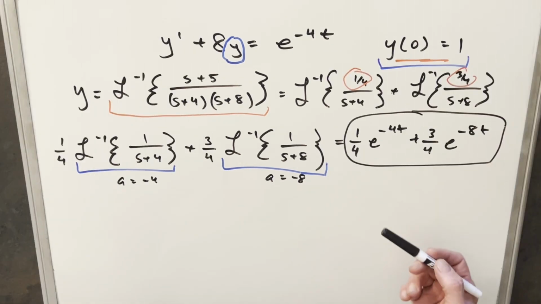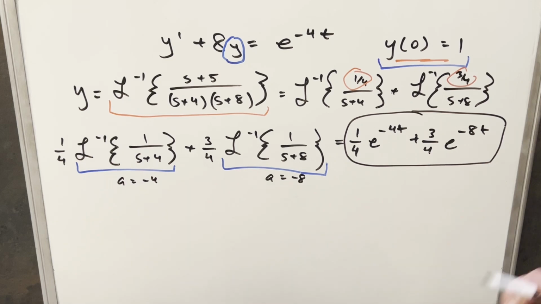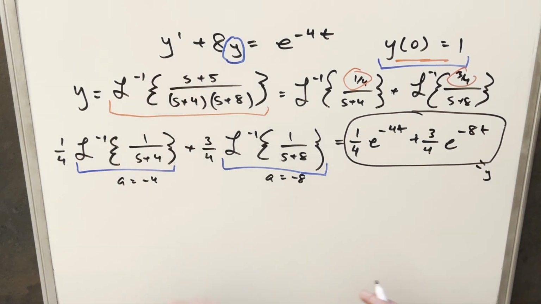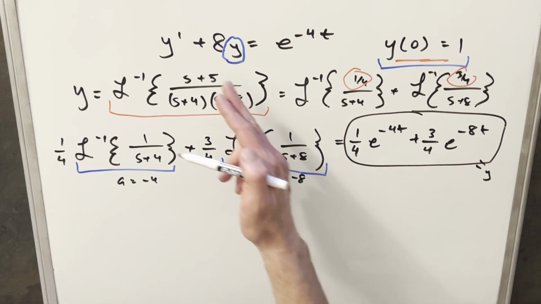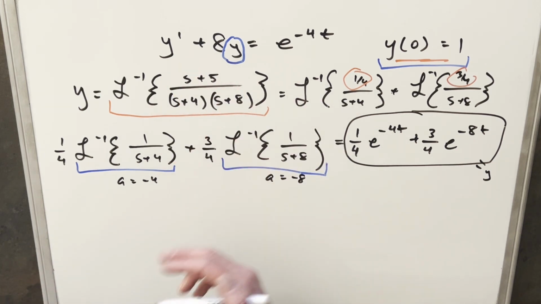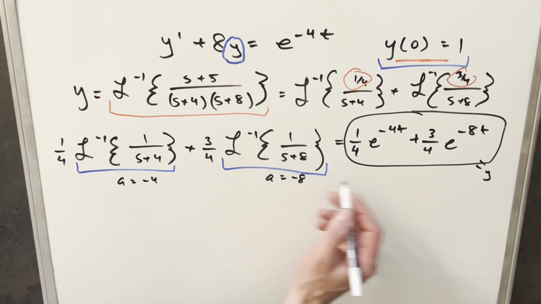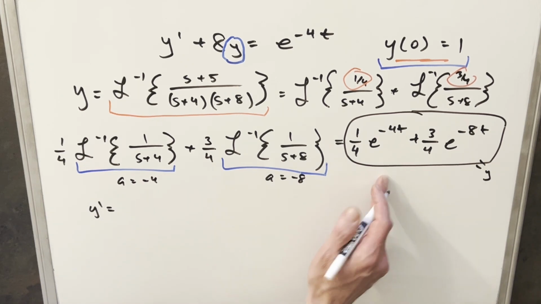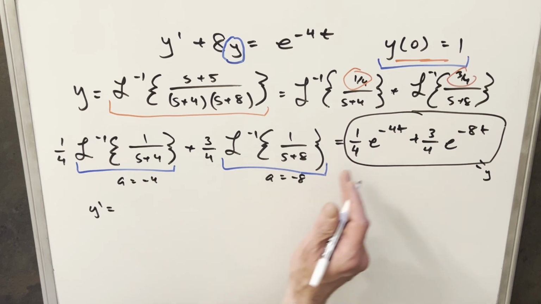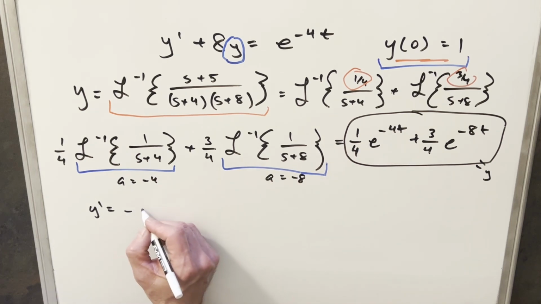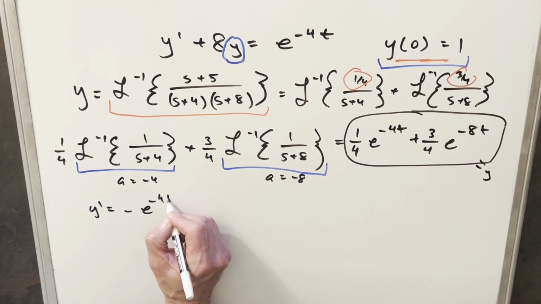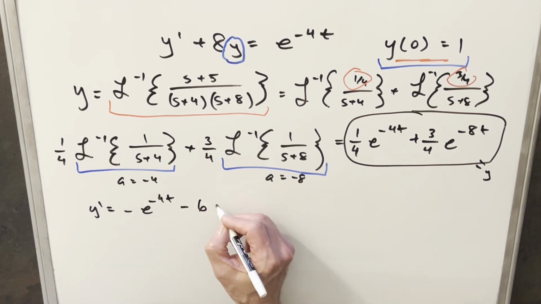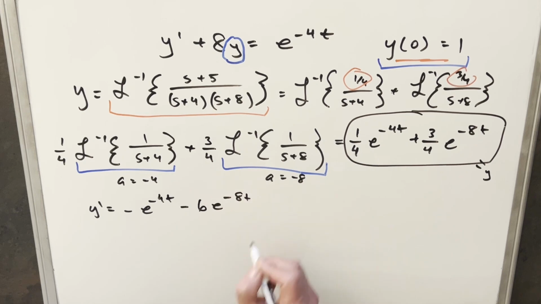Okay, now just to sum it up, what we did here is we found this to be our y value. That solves this equation here. And so what you may be wondering is if we plug this back in, does it all work? Can we show that this is equal? Let's just do it really quick. So we have our y value. Let's look at our y prime value, just taking the derivative here. The derivative of the first term is going to be minus e to the minus 4t. The derivative of this second term is going to give me a minus 6 e to the minus 8t.